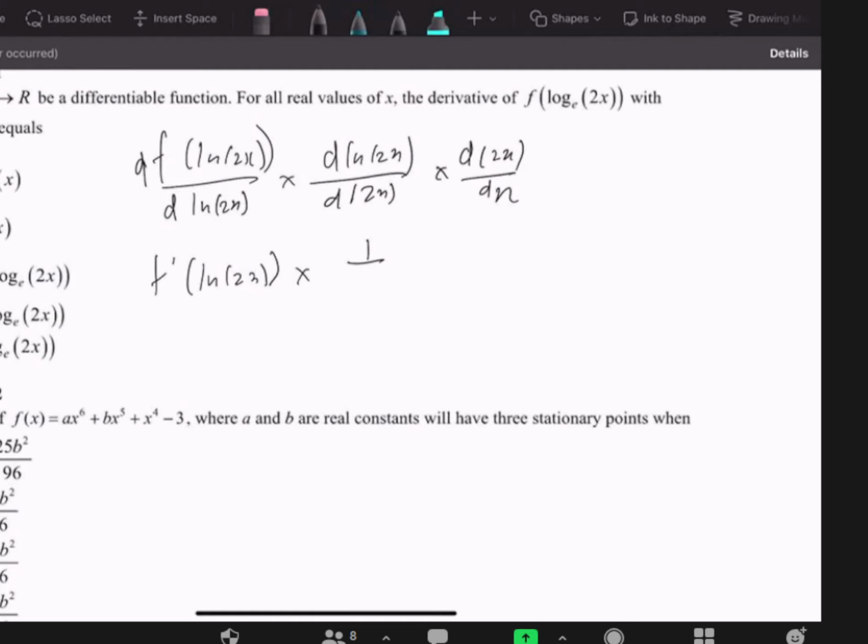This is 1 on 2x because we keep the middle part, because it gets cancelled out in this part. So we cancel that out, and then it's just 1 on x. F dash ln 2x. The answer is C.